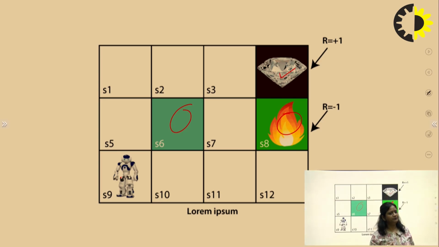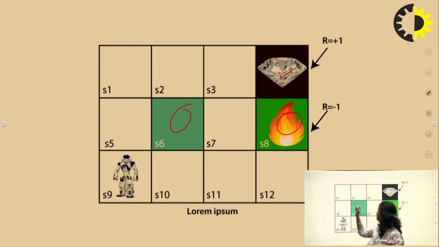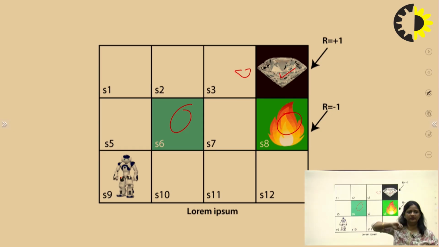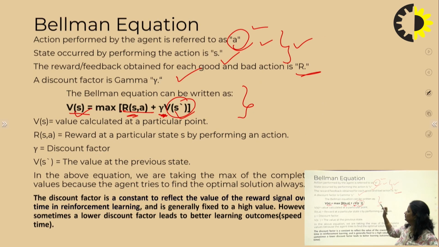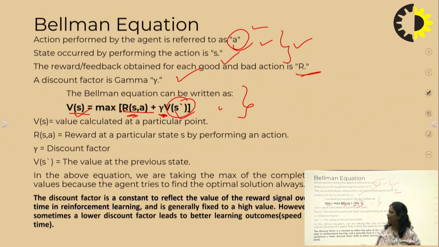So how is the Bellman equation used to calculate the value for each cell and then find an optimal path to reach the destination? For the first block, we have to start from S3 at the final destination. We have to calculate the Q value for each of the following cells. So first we calculate the value of S3 by using this Bellman equation.